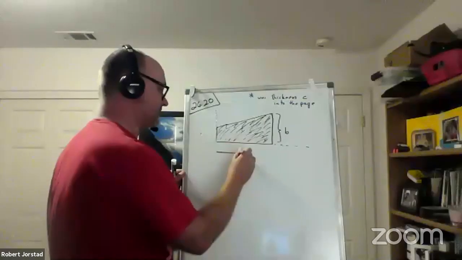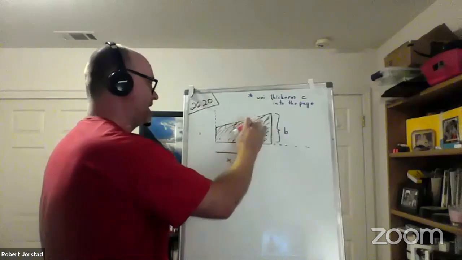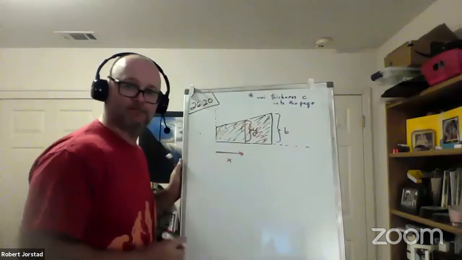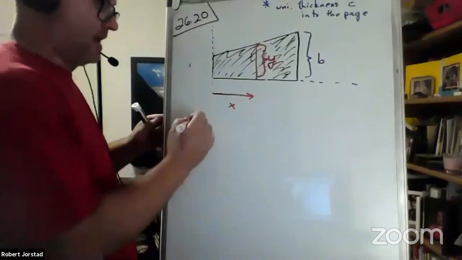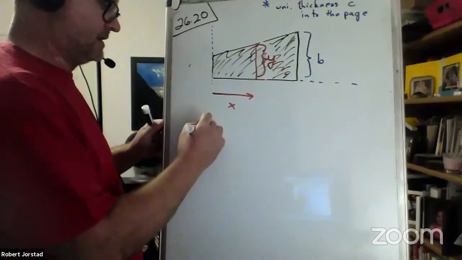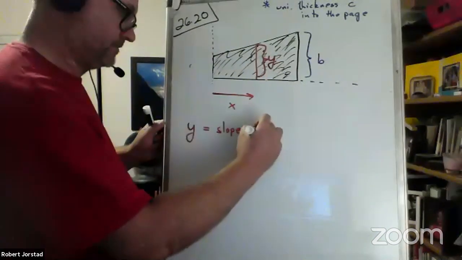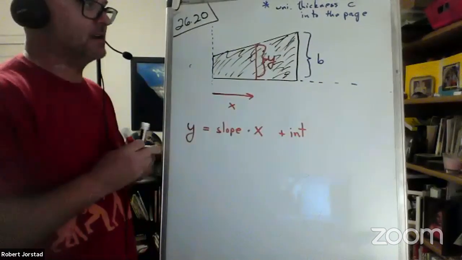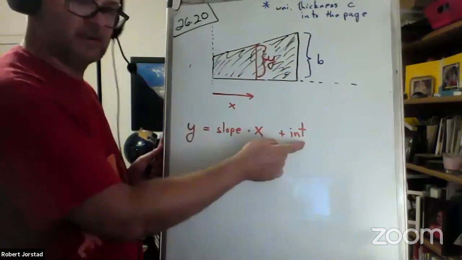Okay. If I come out here some distance x, this height right here, I'm calling y, right? And we see that y is equal to... I am assuming this is a straight line. This is the equation of the straight line, and I just need to find the slope and the intercept.